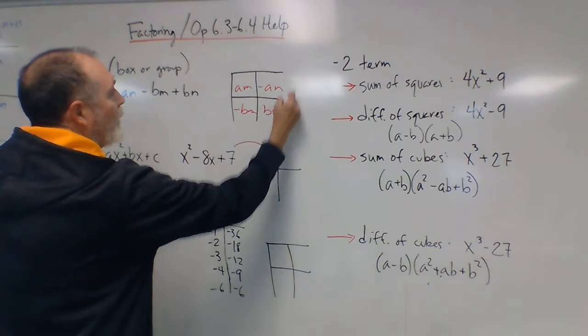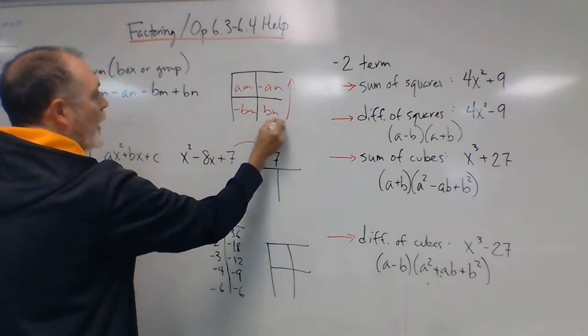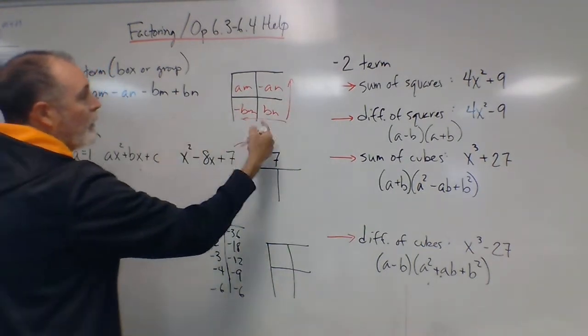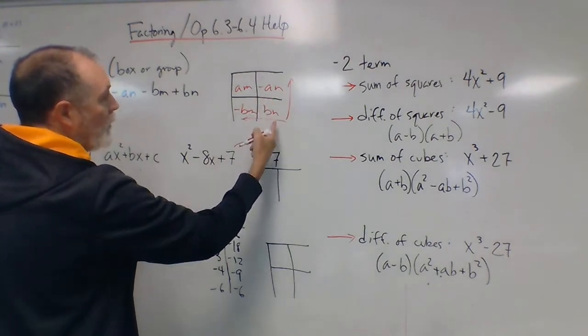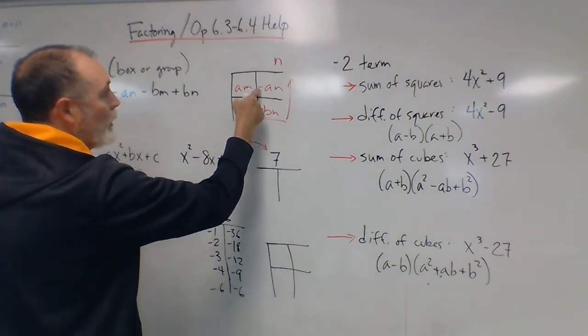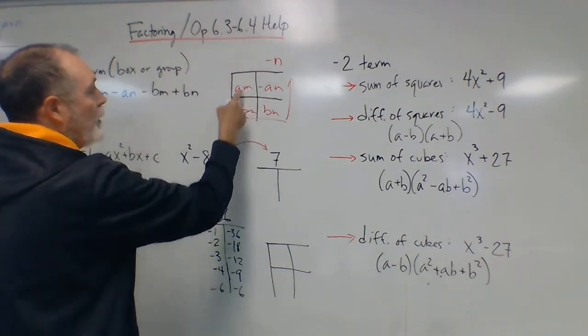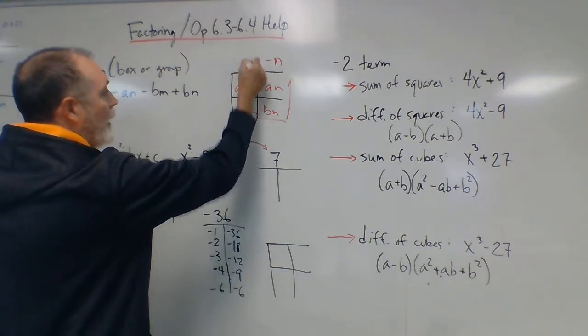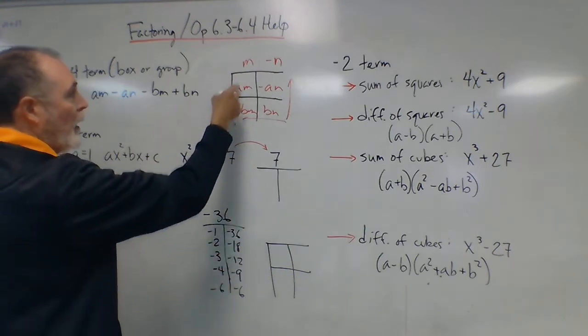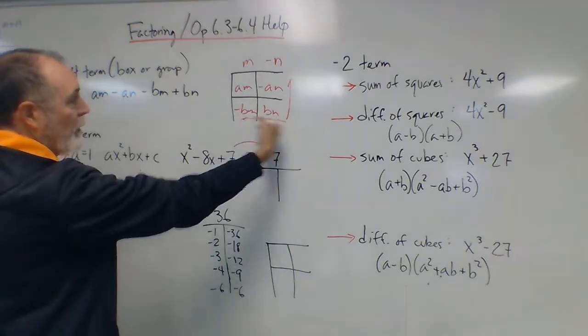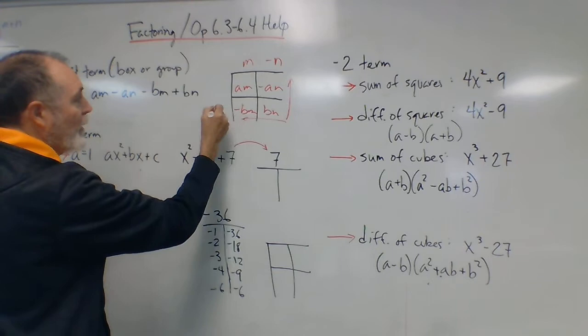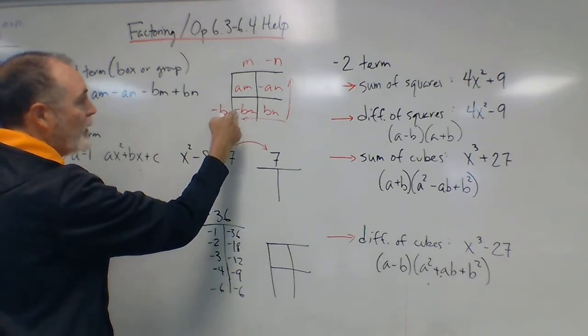All right, I'm going to factor up and left. Here, the thing that these have in common is n. Because this is negative, that's going to be negative. I'm going to factor up here. The thing that these have in common is m. It's positive because this is positive. If I factor this way, these have b in common, and it's negative because this is b.